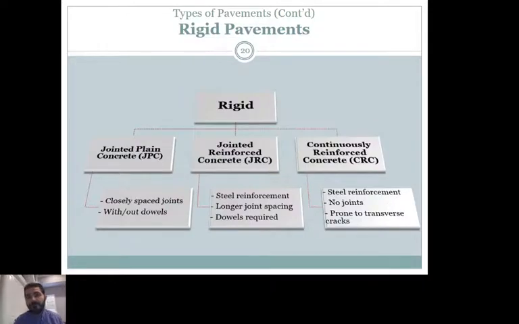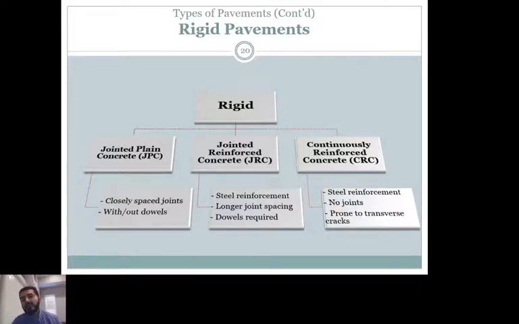Rigid pavements, as I say, there are three main structures. Under rigid pavements, we have jointed plain concrete, which has closely spaced joints. They have very minimal reinforcement. They can be with or without dowel bars.